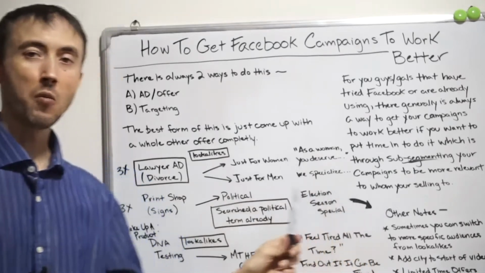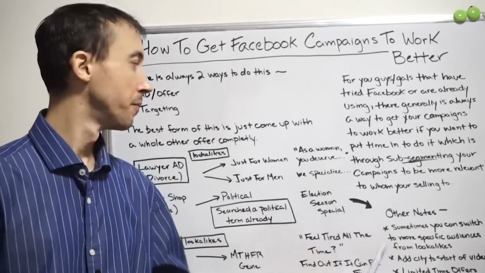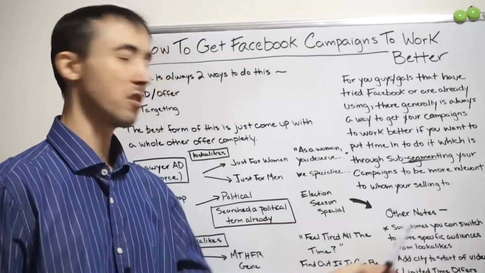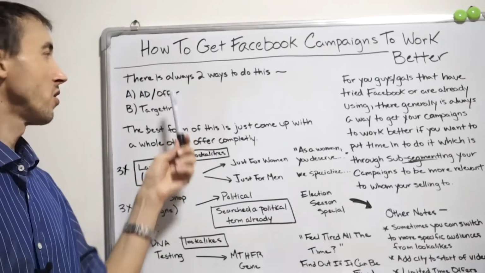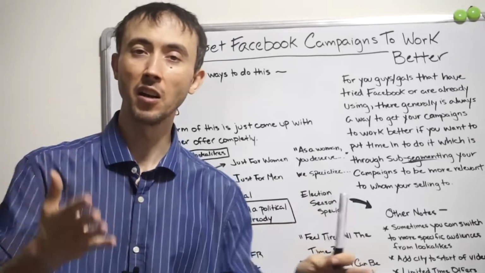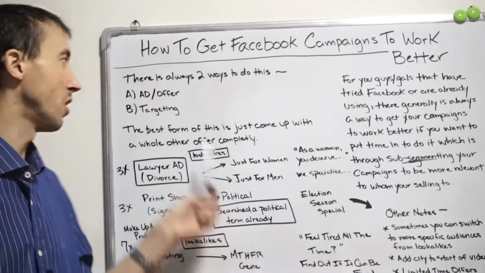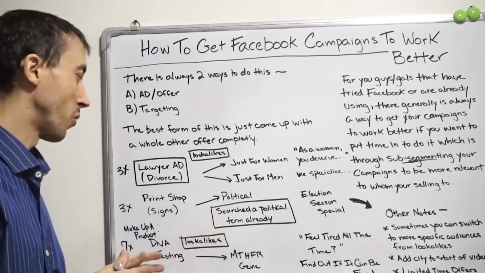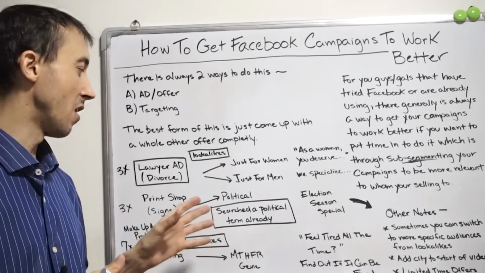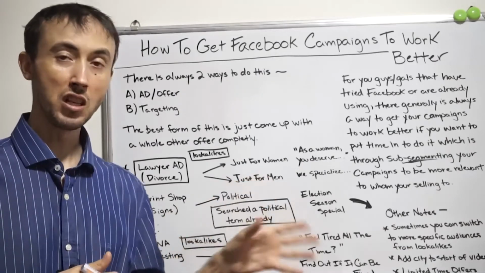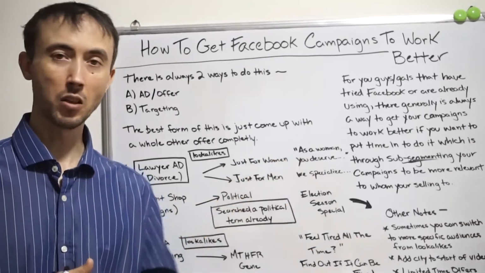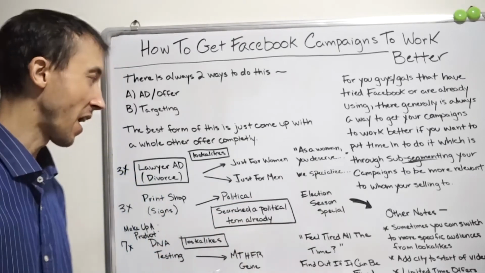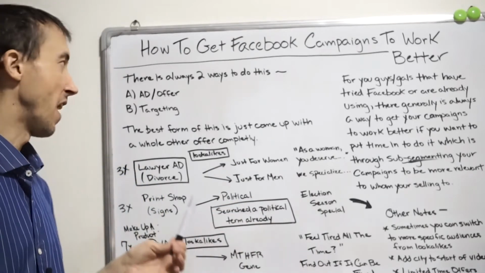Other notes that I want to bring up here before I wrap this up. Basically, sometimes you can switch to more specific audiences from lookalikes. So I mentioned before, to sub-segment your campaign and get a higher ROI from what you're doing on Facebook, you can customize the ad or offer, like the MTHFR gene testing or whatever down here. We're looking to see if this gene is affecting you being tired. That's an example of changing the ad or offer.